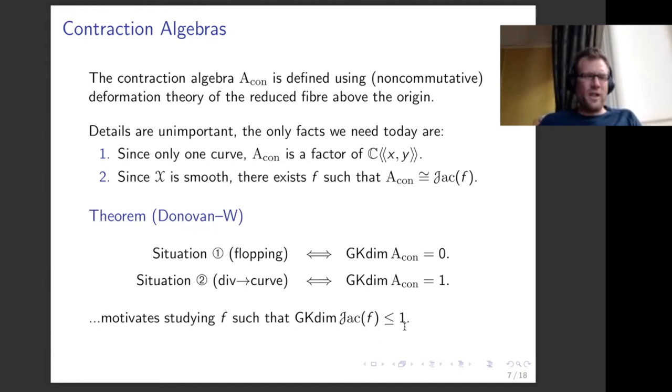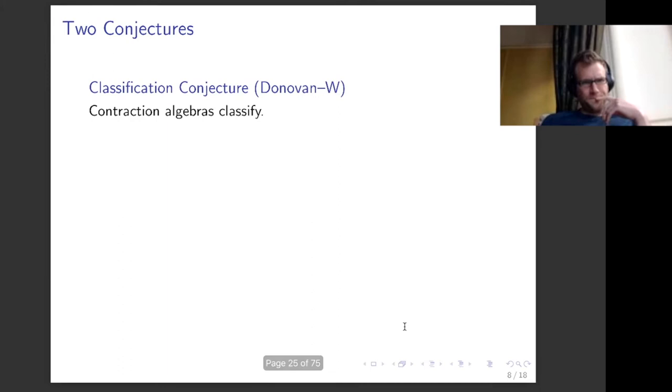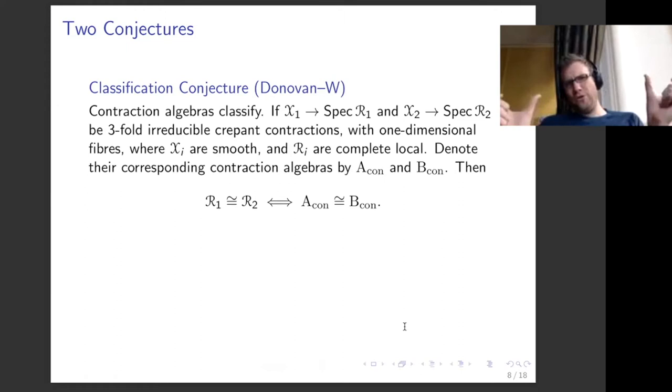Good. And so let me just talk you through the two conjectures that are linked to the things I'm about to talk to. And the first conjecture is the classification conjecture that myself and Will gave back in 2013, is that actually these contraction algebras are the classification of flops, and also, well, not at the time, but also now the divisorial contractions to curves. So let me just make that a little bit more precise. So I have two flopping contractions. So X1 goes to spec R1, X2 to spec R2.